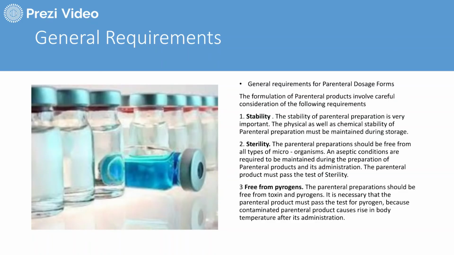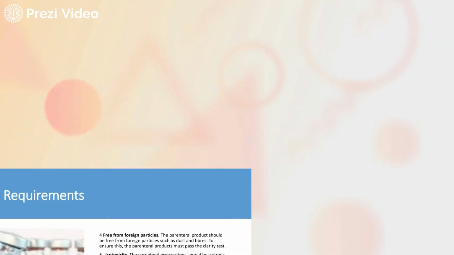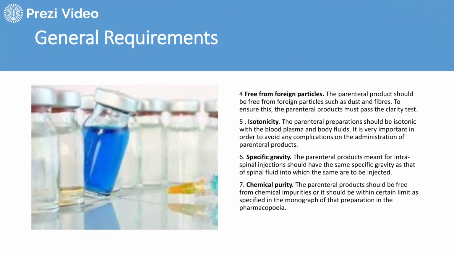Therefore, it is mandatory to carry out the pyrogen test, because a contaminated parenteral product otherwise causes a rise in body temperature after its administration. Apart from that, they should be completely free from foreign particles. The parenteral product should be free from foreign particles such as dust and fibers. To ensure this, parenteral products have to comply with the clarity test. They should be completely isotonic with the RBCs.